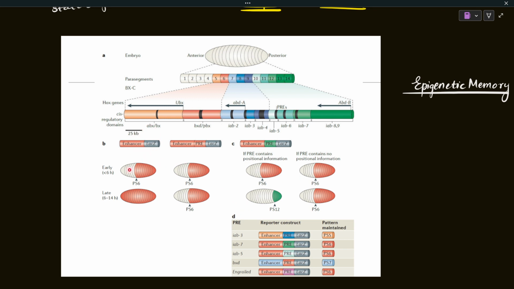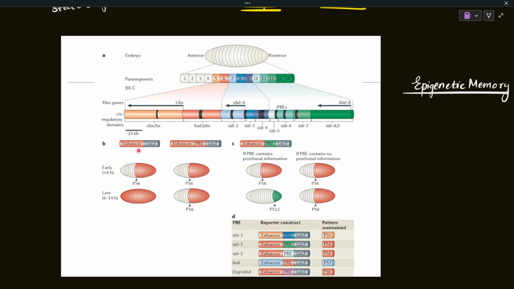Here it shows the early stage, early embryo, and here it is showing the late embryo. When the enhancer is coupled with the lacZ reporter, half of the segments show expression of a certain gene. Mind you, the bithorax cluster, the abdominal region genes, are only expressed in this region. But as development continues, the expression of this gene is seen in the overall embryo.